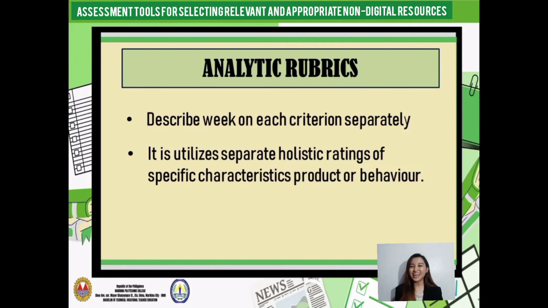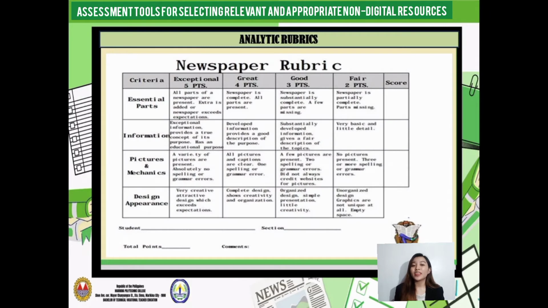Analytic rubrics. Analytic rubrics describe work on each criterion separately. It utilizes separate ratings of specific characteristics, products, or behavior. This is an example of an analytic rubric evaluating a newspaper. As you notice in the picture, the first column is called scale and scoring, while the left column contains the characteristics that seek to be measured, also known as criteria or components, and this is the performance descriptor.